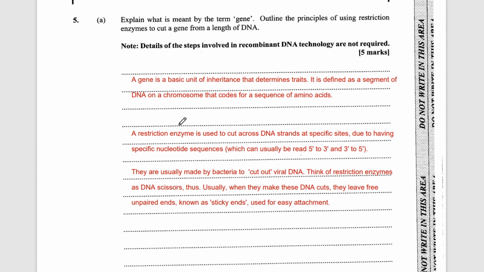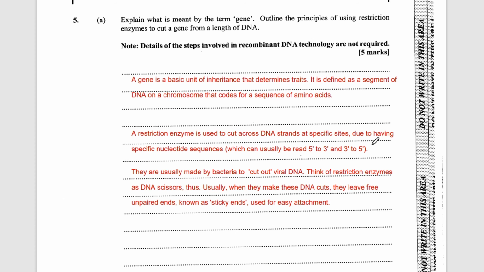So how it does this is it cuts across DNA strands at specific sites, and they have specific nucleotide sequences. So you have BamHI, EcoRI. If you look up those things or see it in the textbook, they are specific sequences, and they typically have to be what you call palindromic. Palindromic means that it can be read forward and backward, in this case 5' to 3' or 3' to 5', in the same way.